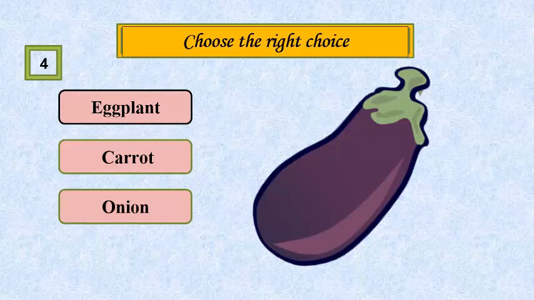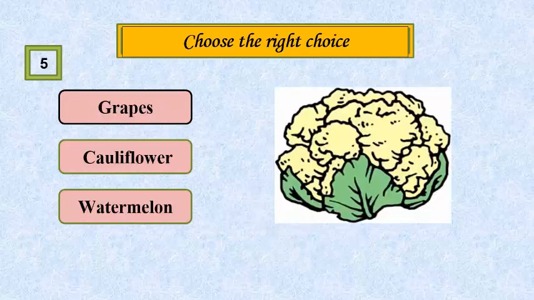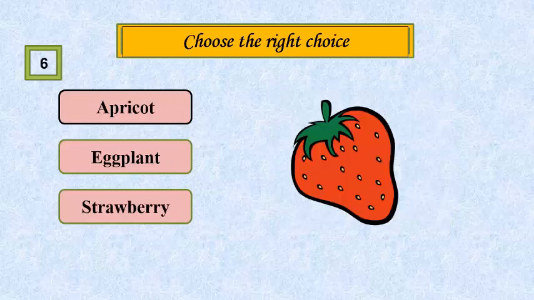Number 5. So what's this? Is it grapes, cauliflower, or watermelon? The correct answer is cauliflower. Number 6. What's this? Is it apricot, eggplant, or strawberry? The correct answer is strawberry.